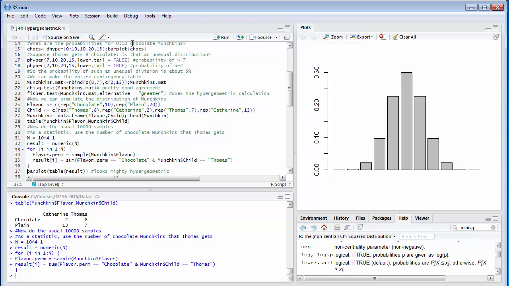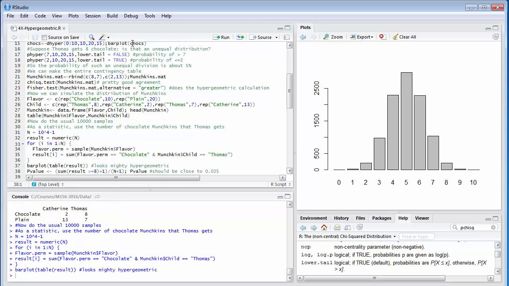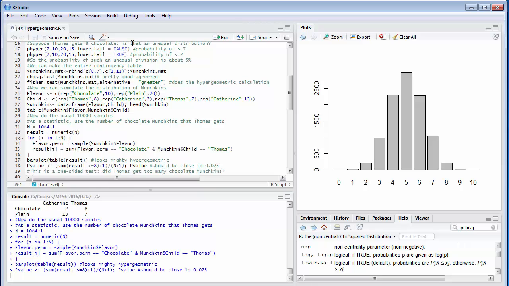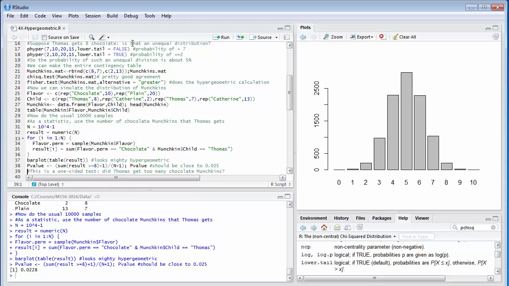We can make a bar plot of this, and it looks mighty close to the hypergeometric function, because basically we're simulating exactly the situation described by the hypergeometric distribution. Therefore it's no great surprise that if we calculate the probability that the result is greater than or equal to 8, we get something pretty close to the 2.5% that we found earlier.